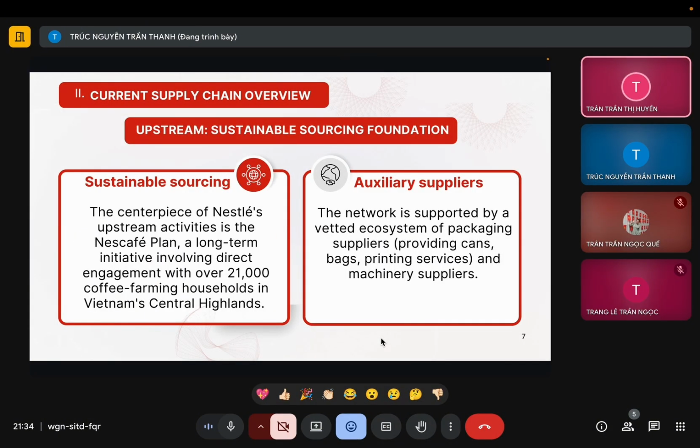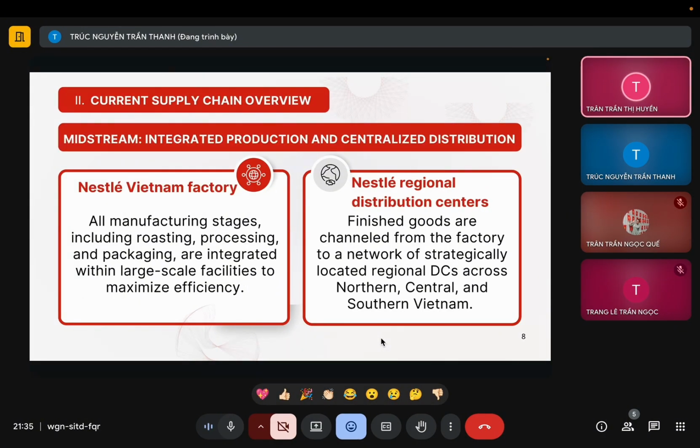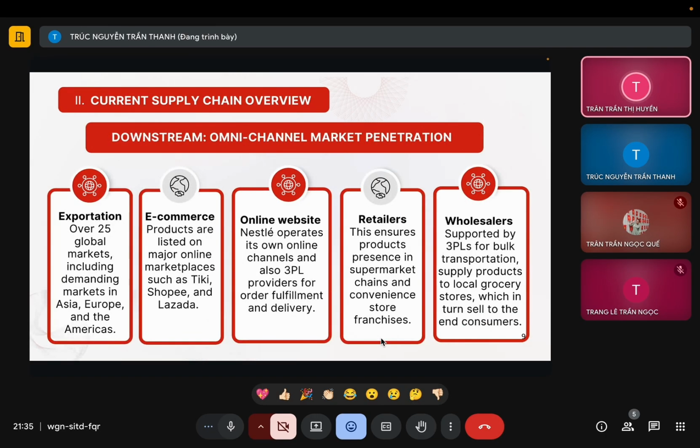As for the upstream, there are the Sustainable Sourcing Foundations, the Nestlé Nescafe plan farms, and the auxiliary suppliers providing us cans, bags, and printing services. Moving on to the midstream, which is the integrated production and centralized distribution. We have production in the Nestlé Vietnam factory, located in Trị An, and the distribution centers are located from northern to southern Vietnam. Moving on to the last, the downstream.